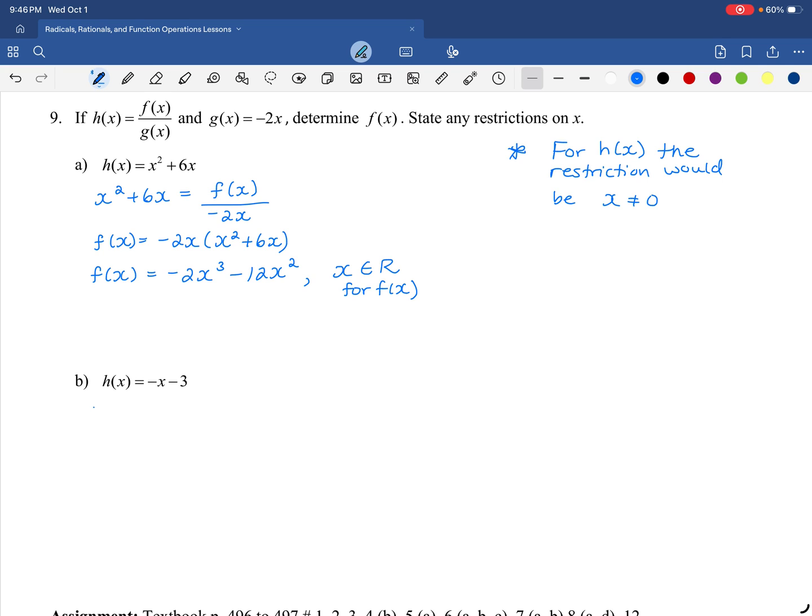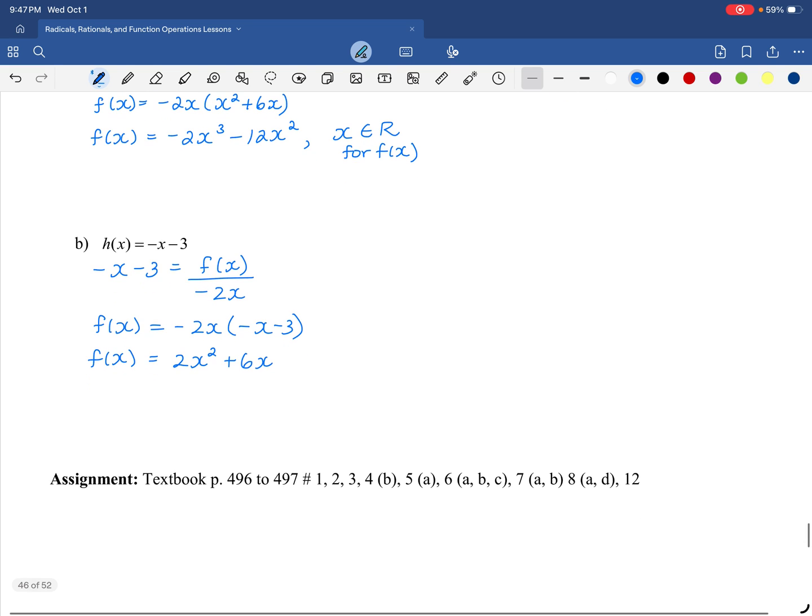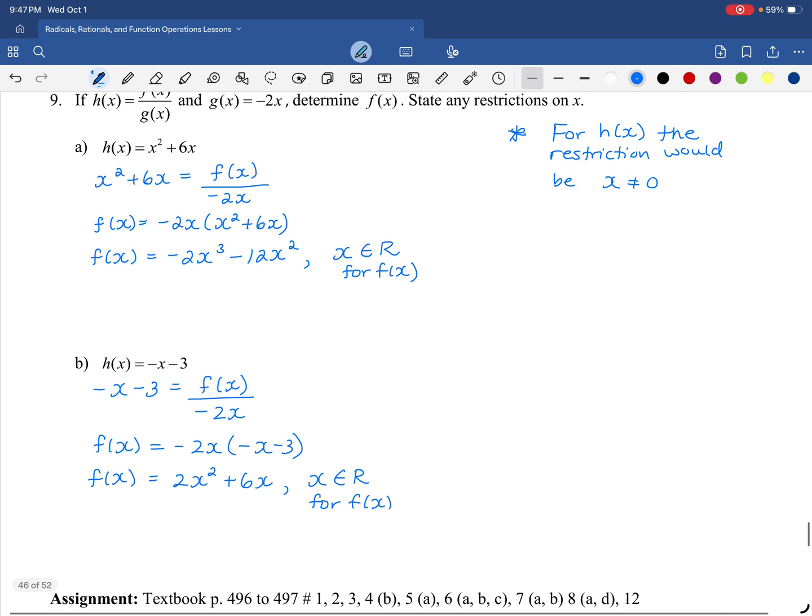Okay, and the last one here: negative x take away 3 is equal to function f divided by function g, which is given as negative 2x. So if I'm solving for f of x, I would have negative 2x multiplied by negative x minus 3. Therefore, f of x is just going to give me positive 2x squared plus 6x. Because f is a quadratic, again, this would have no restriction. x will be an element of the reals specifically for f of x, and I do already have this indicated right here.